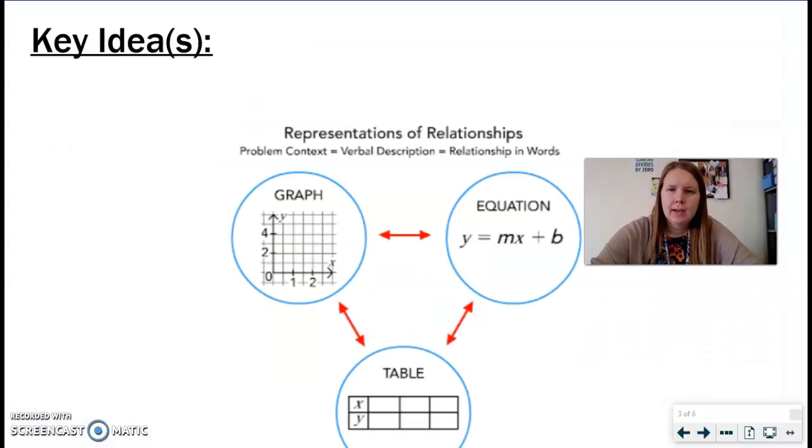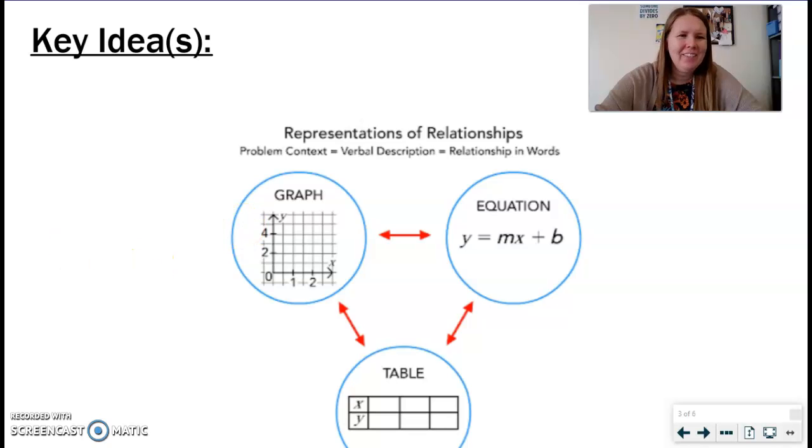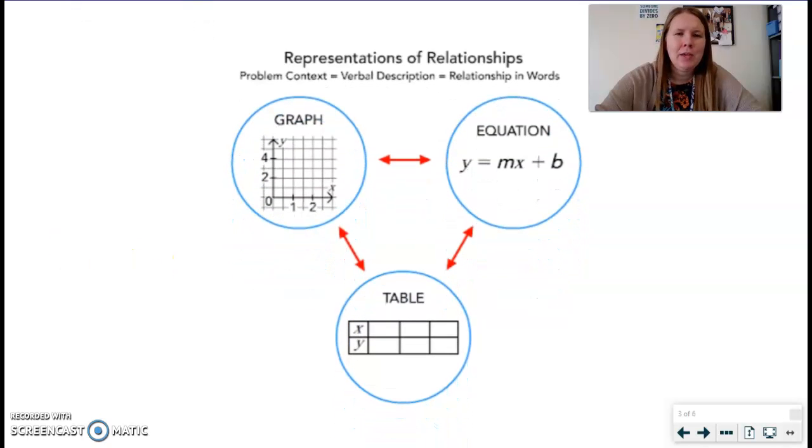With this, again, I liked this graphic. We have talked about how we can make tables, especially in lesson 3.1. Remember that we can make an x and y coordinate, and we can translate that to making a graph. We've talked about making graphs and how to plot our points, as well as being given the equations a lot of times.